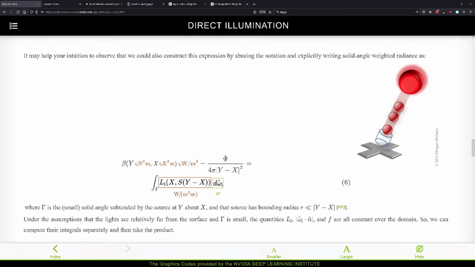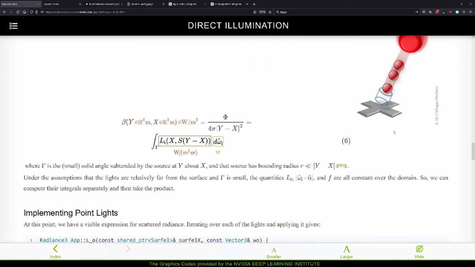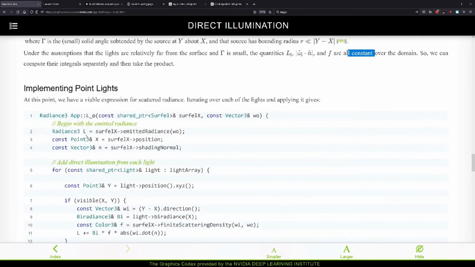So it's definitely an abuse here because we assume the light and the surface are far away, so it's not a curved surface but actually flat and constant over the domain. Okay, so we've done a bunch of math. Let's see how we implement it.